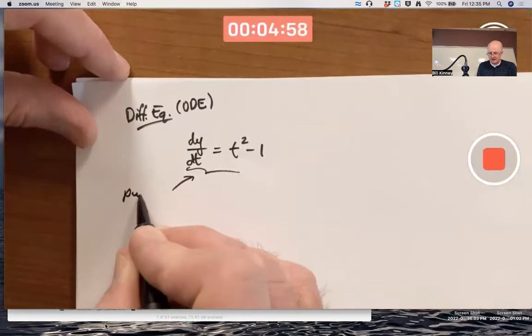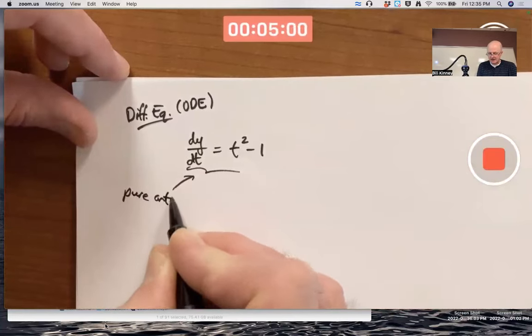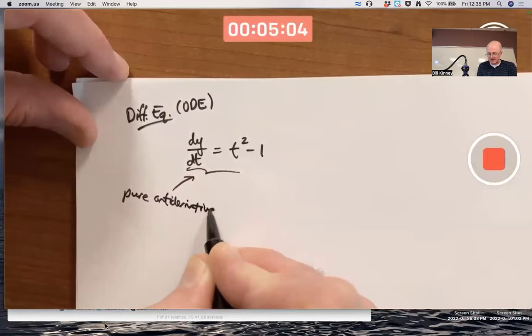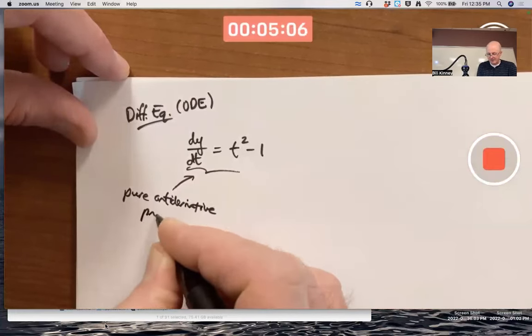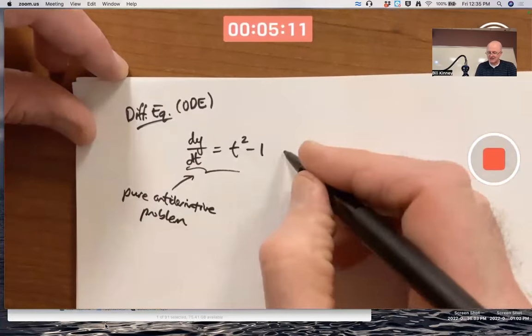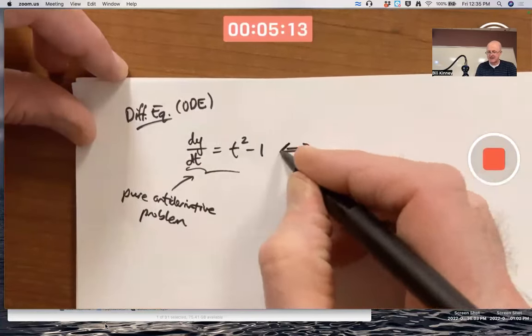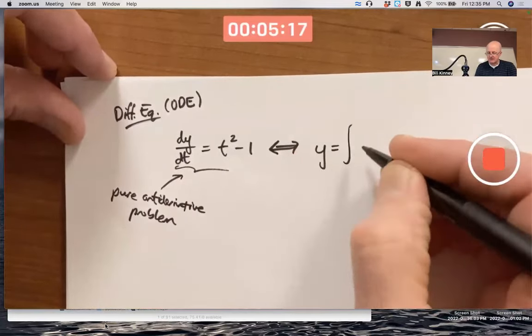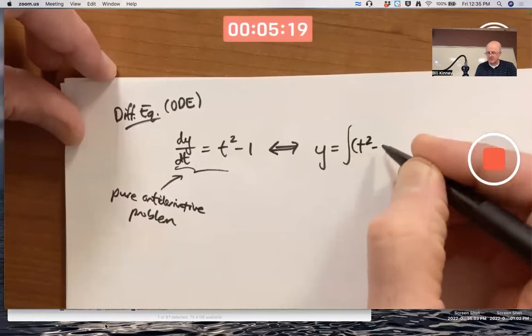Pure antiderivative problem, and it really is the easiest kind of differential equation because it is equivalent to an antiderivative problem. You can solve it just by integration. In fact, you could say it's equivalent to this problem: y equals the indefinite integral of t squared minus 1.